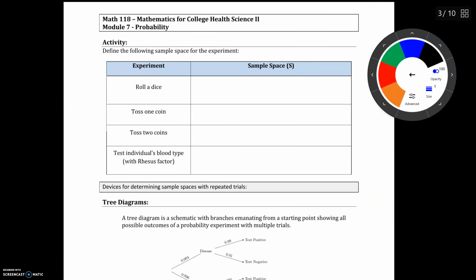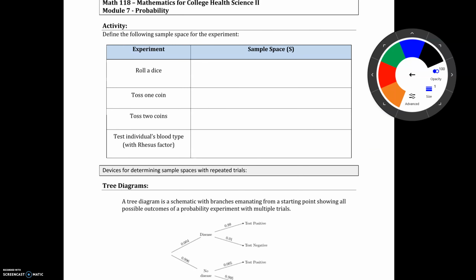So the next activity for you to do is to try and think about what the list of all the outcomes is for the following experiments. So pause the video and try and think what the sample spaces look like for these different experiments.